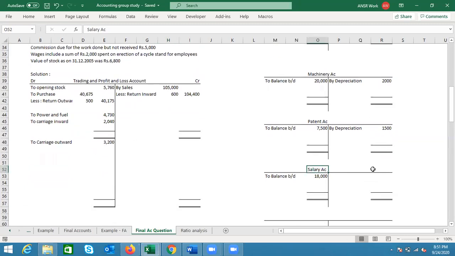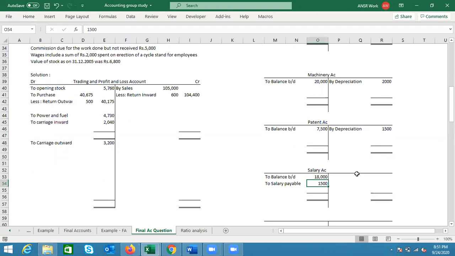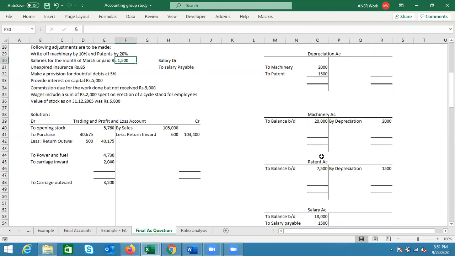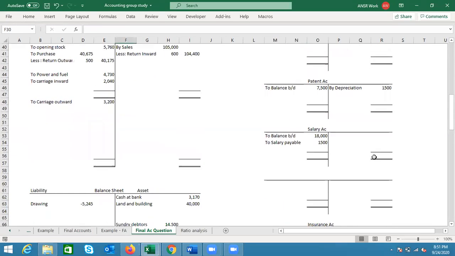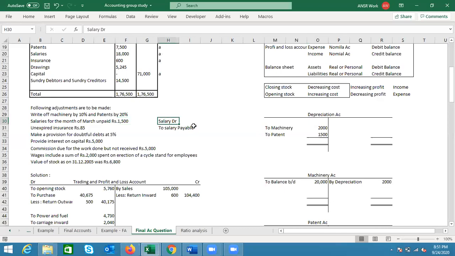Which side? Debit side. Perfect. The amount will be? To salary payable. Yeah, to salary payable, and the amount will be 1,500, right? 1,500, yes. And it will also be posted in the salary payable account, right?